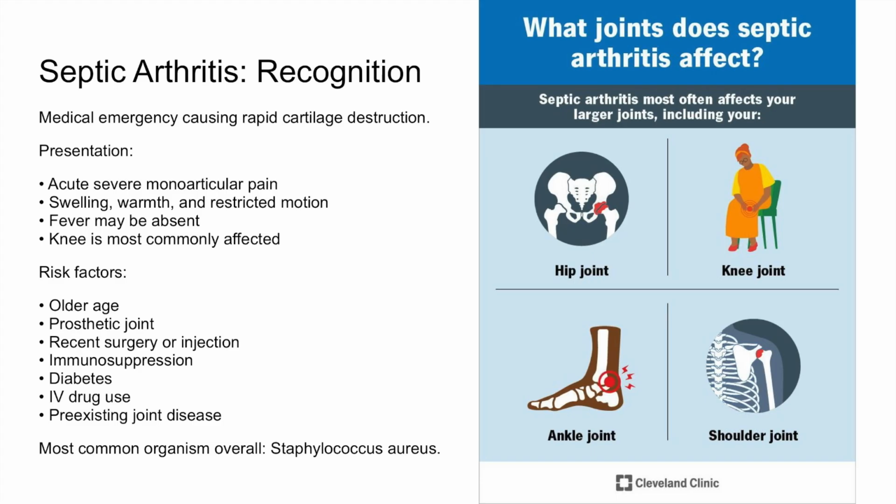Important risk factors include older age, diabetes, immunosuppression, IV drug use, a prosthetic joint, recent joint surgery or injection, and pre-existing joint disease. Staph aureus is the most common organism overall, and the practical rule is that an acutely hot and swollen joint should be considered septic until infection has been reasonably excluded.